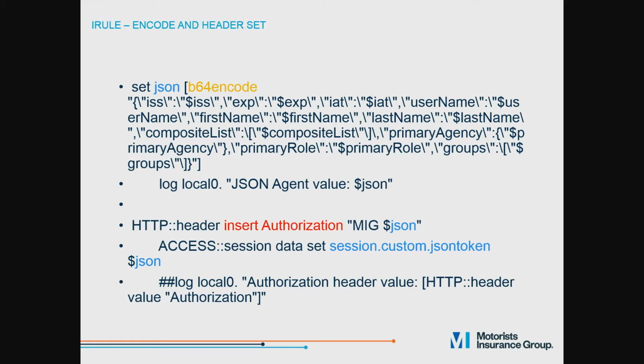We have inserted some square brackets and flower brackets here because, like I said, APM doesn't insert all those necessary things according to the JWT standards, and we want to make it look like a JWT token. So now that we have a JSON token lookalike, we want to insert it as authorization into the header. We do that with the command right here, HTTP header insert authorization, and we made it proprietary, so MIG is Motorists Group, and the variable you create.